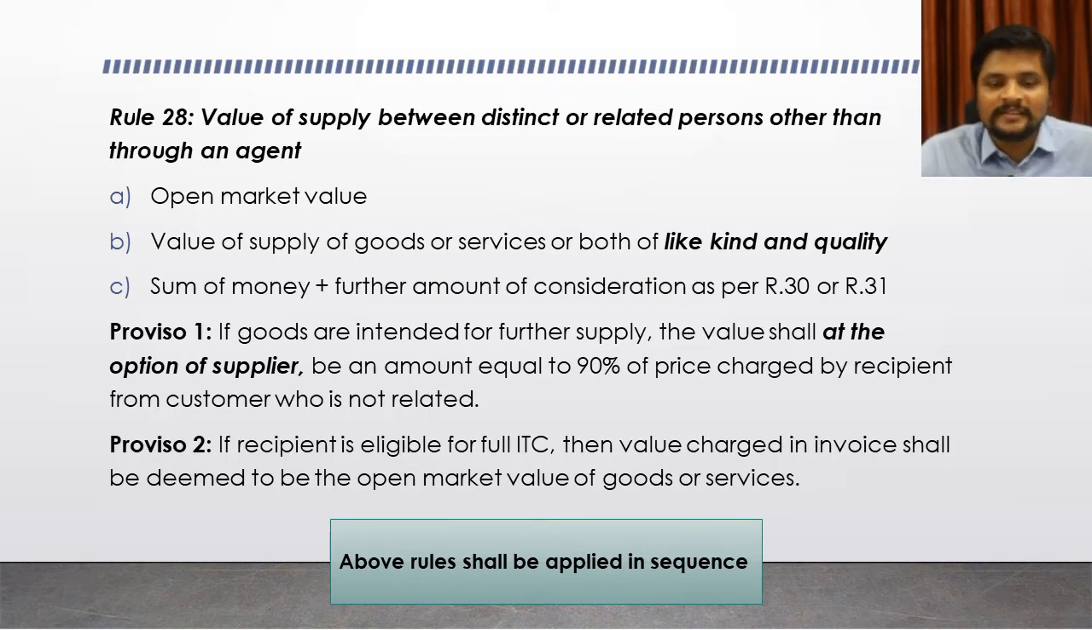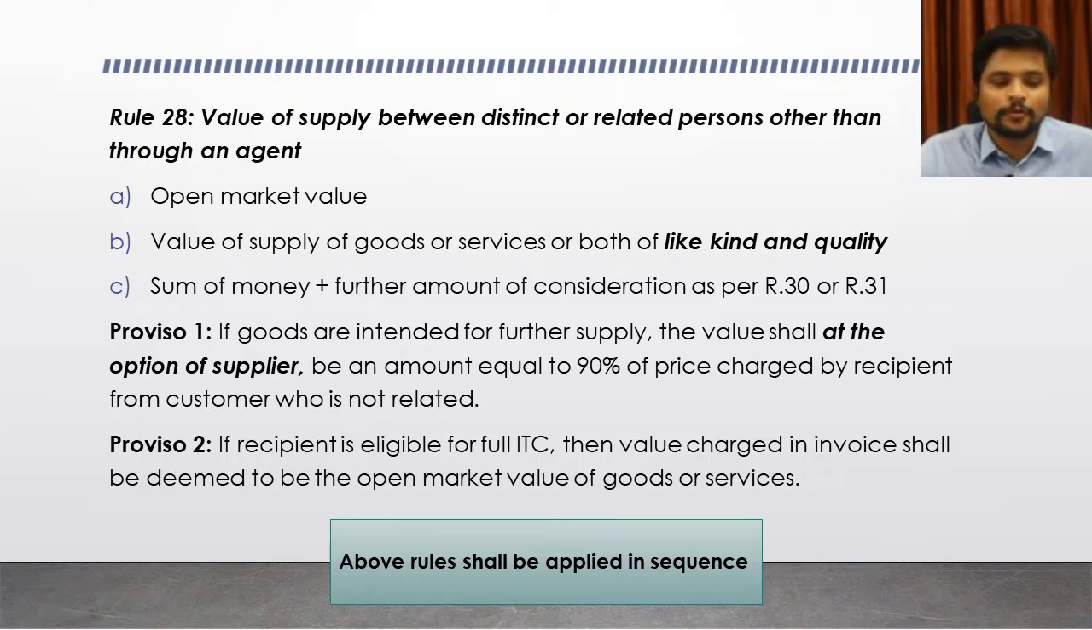Again, the proviso says it is at the option of supplier. It is not mandatory they have to apply this 45 rupees. If the supplier is opting to apply that 90%, opting to apply this proviso, then the value will become 45 rupees. If he is not opting, then what will it become? You will have to refer clause C of rule 28. It means the valuation has to be done as per rule 30 or rule 31.